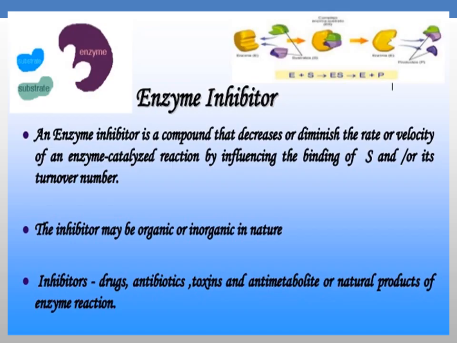Then enzyme inhibitors. An enzyme inhibitor is a compound that decreases or diminishes the rate or velocity of an enzyme catalyzed reaction by influencing the binding of substrate and its turnover number. The inhibitor may be organic or inorganic. Usually the drugs, antibiotics, toxins, antimetabolites or natural products of enzyme reaction can act as inhibitors.